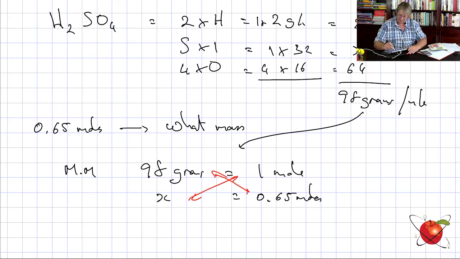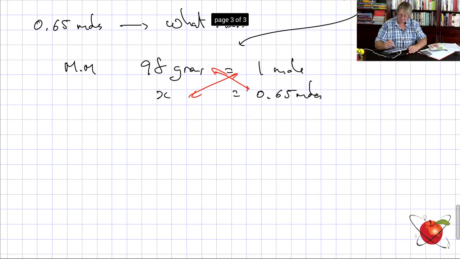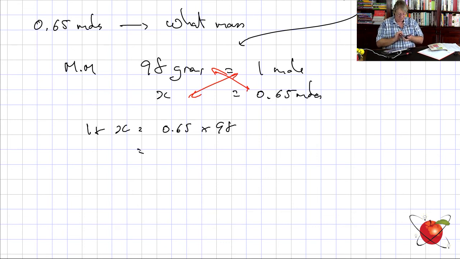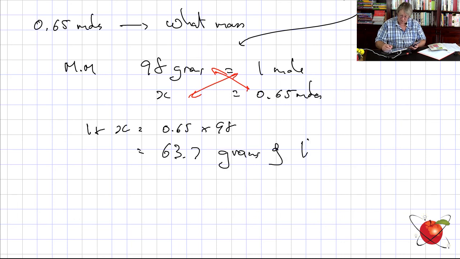Right, like so. And we end up with what? Okay, back to this. We end up with 1 times X equal to 0.65 times 98, which equals 63.7 grams of H2SO4. Okay, we've done quite a few of those. I'm ending off now in this one. We've done quite a few of those actually.